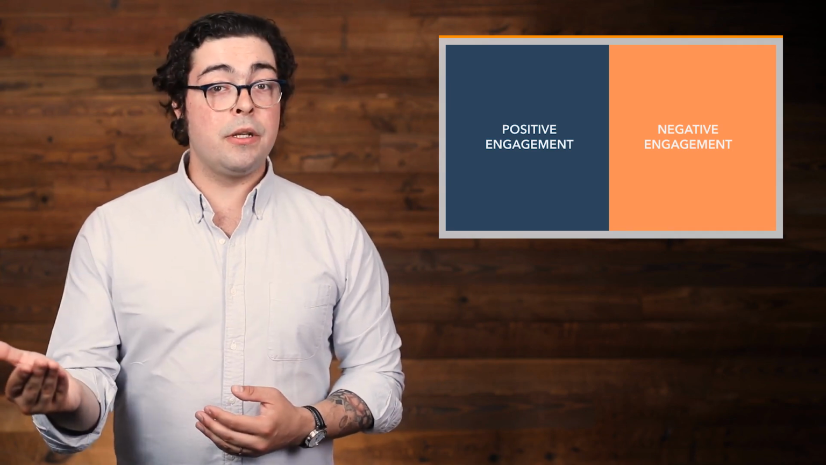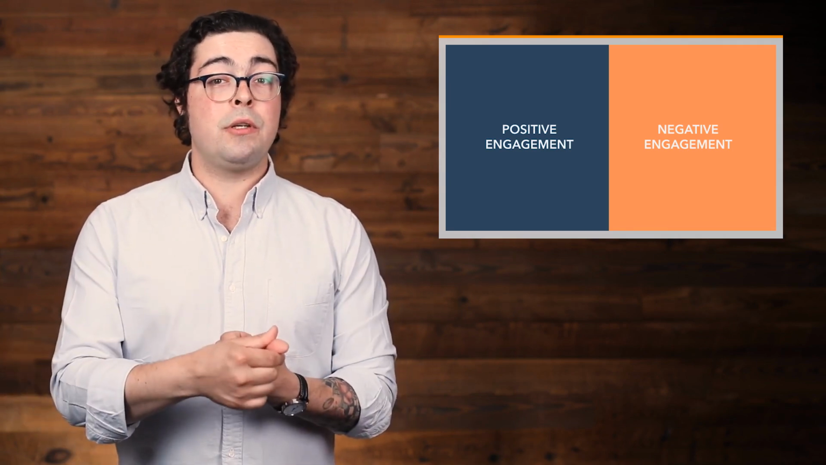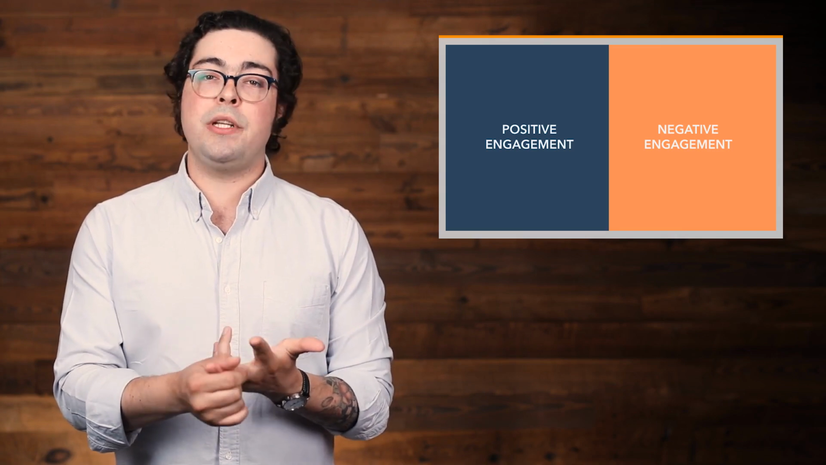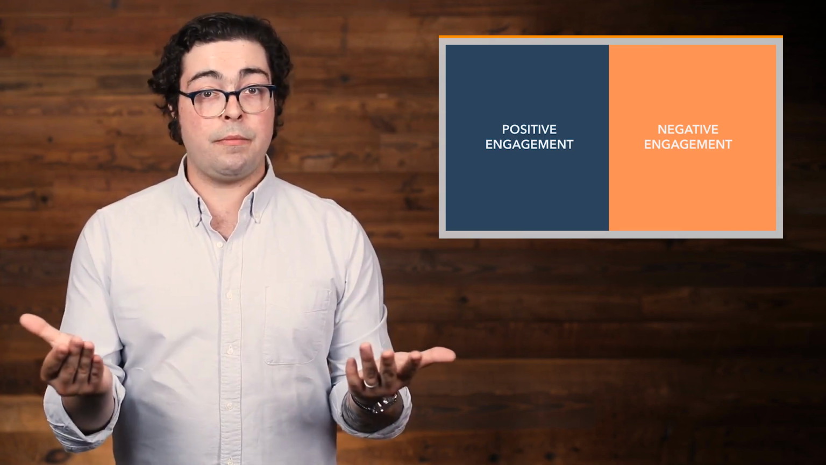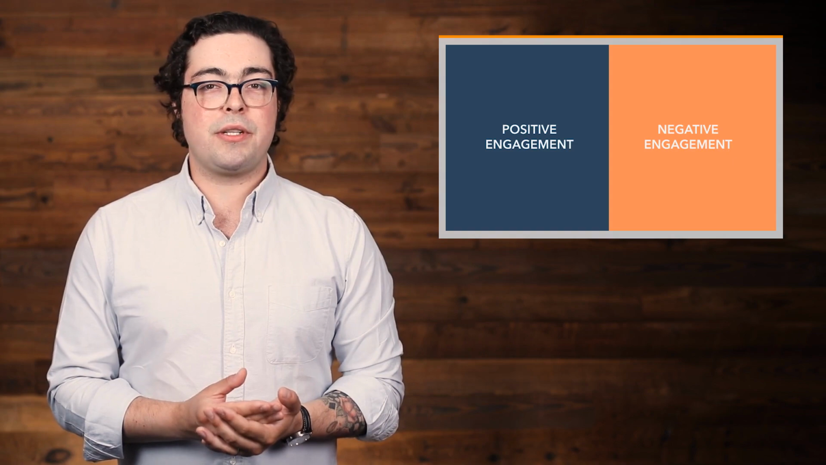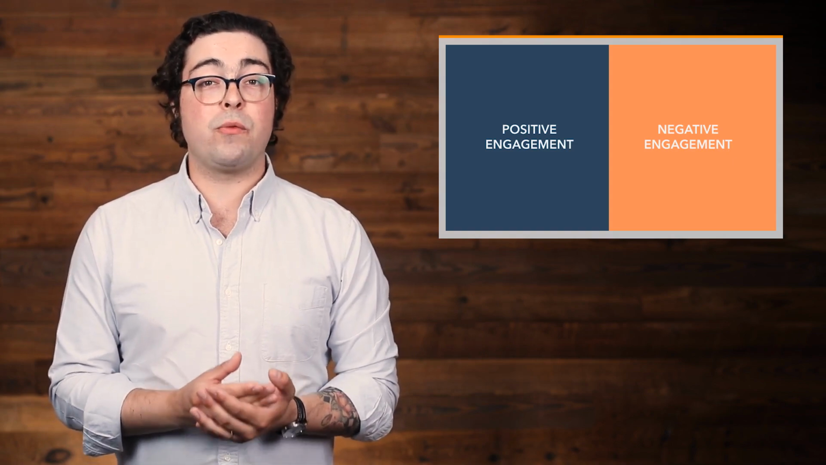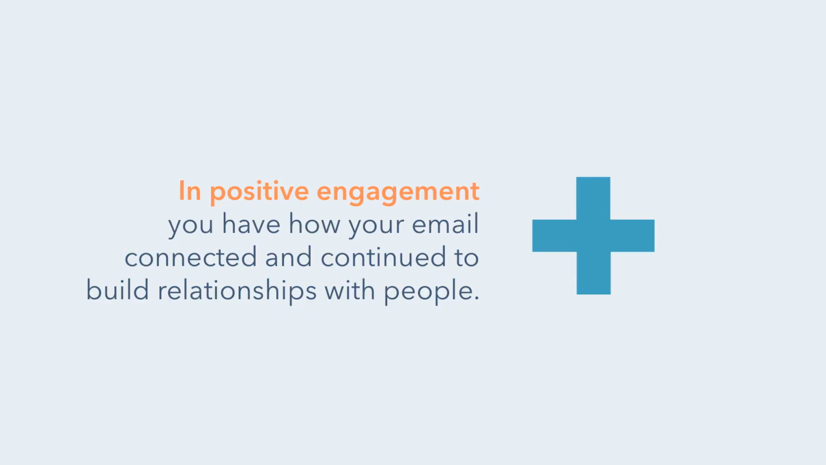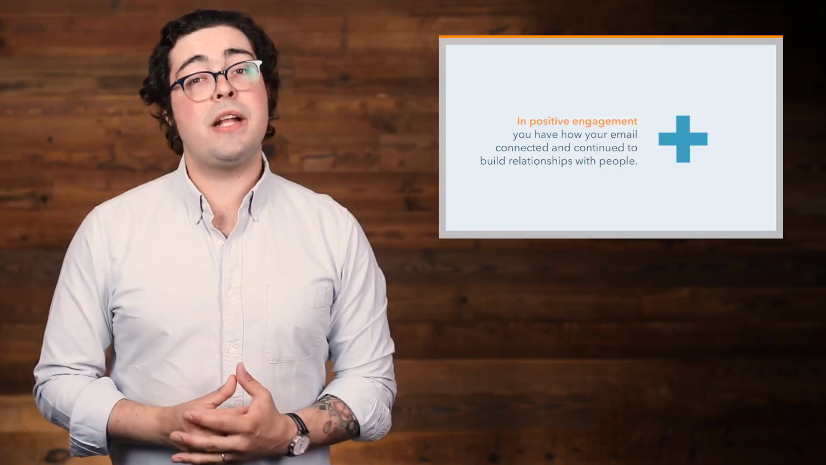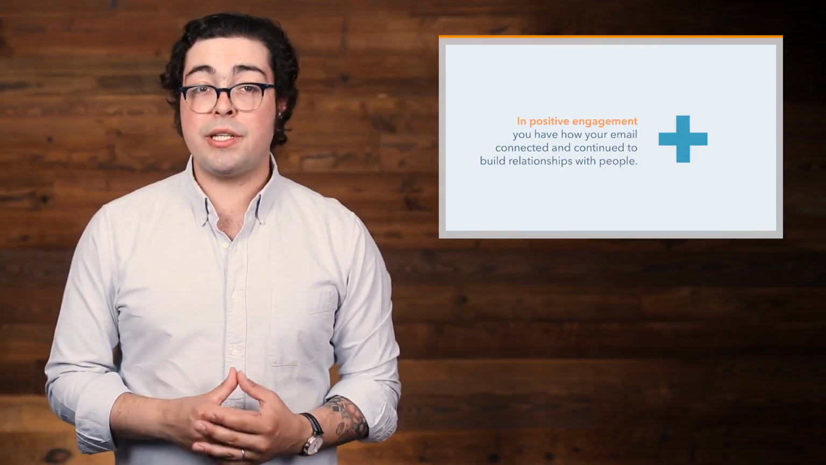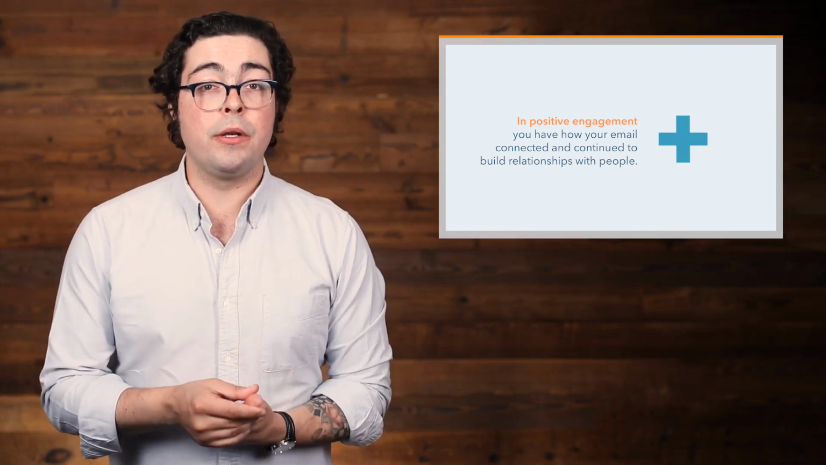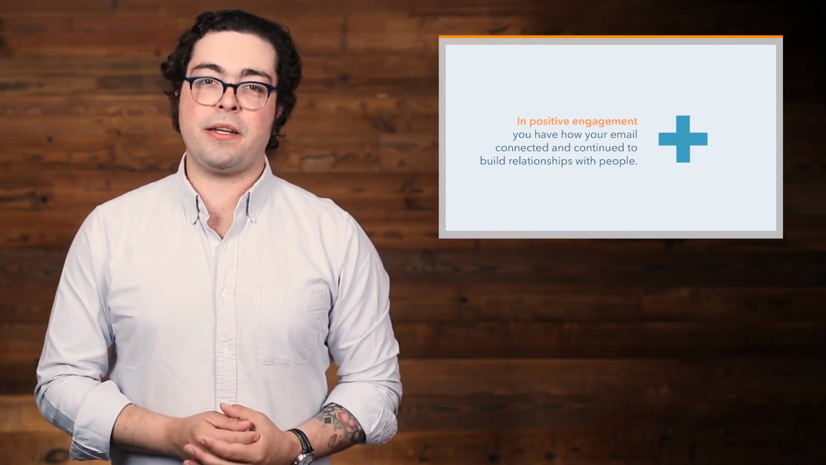In negative engagement, you'll track the contacts who bounced, contacts who churned, and other list atrophy like perhaps spam reports. Let's look at each of these metrics and what you can learn about how your email performed. In positive engagement, you'll see how your email continued to build relationships with people. The metrics here will tell you that the email you sent not only sparked someone's interest to open, but they took an action on that email with a click.